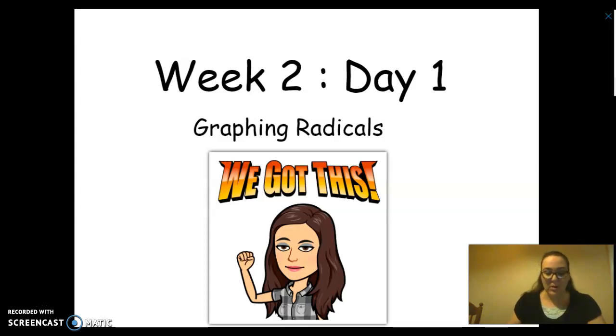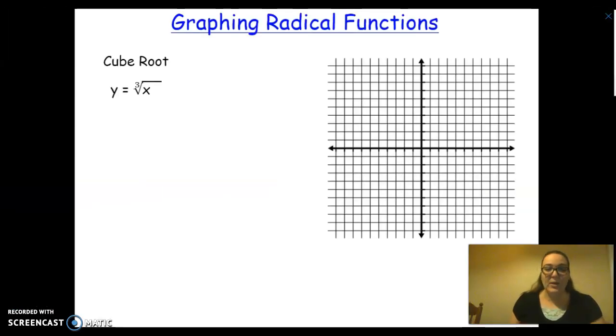Okay, so here we go. Week 2, day 1. Today we are going to be graphing radical functions. These are a little bit different than the functions we have graphed before. Today we're going to focus on the cube root function. So y equals the cube root of x. That is the parent function.